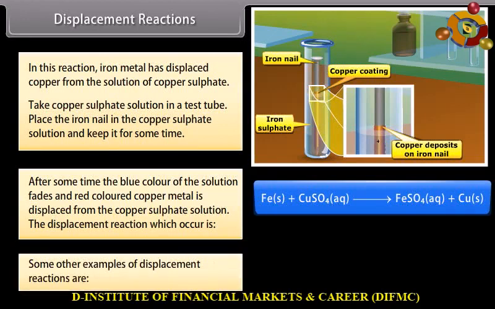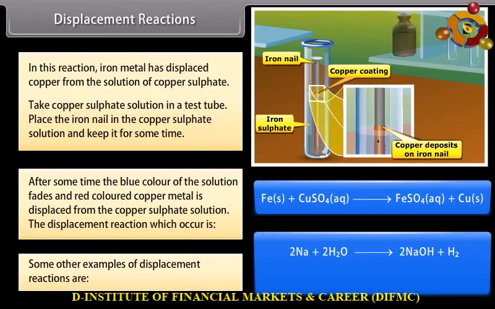Some other examples of displacement reactions are 2Na + 2H2O gives 2NaOH + H2. 2Al + Fe2O3 gives Al2O3 + 2Fe.